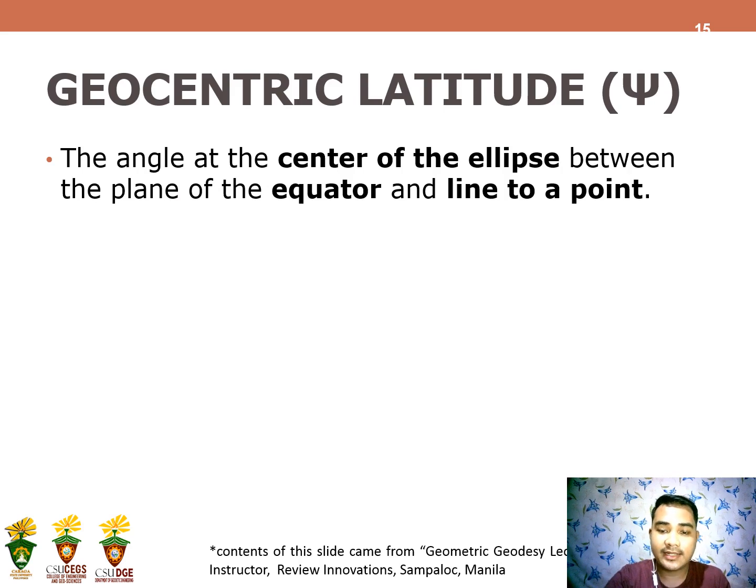Another one is the geocentric latitude. Its denotation, class, is this Greek letter. So remember this, to make it easier to understand the derivations later. For geocentric latitude, it is the angle at the center of the ellipse. The reduced latitude is at the center of the sphere, tangent to an ellipse, as we said earlier. For geocentric, it is at the center of an ellipse, between the plane of the equator and the line of a point.